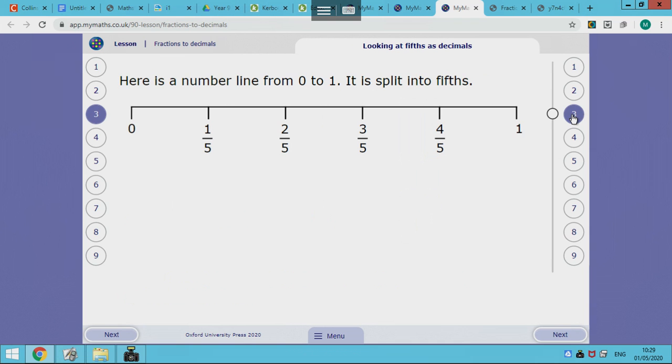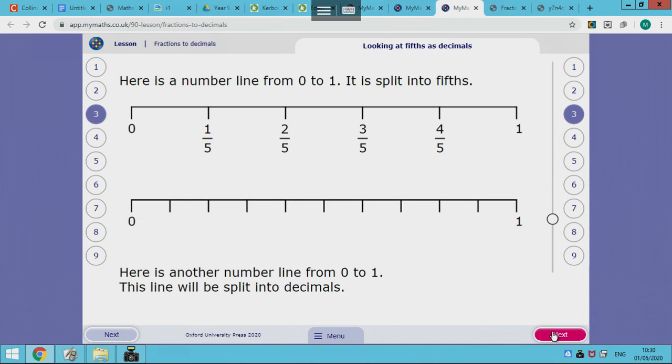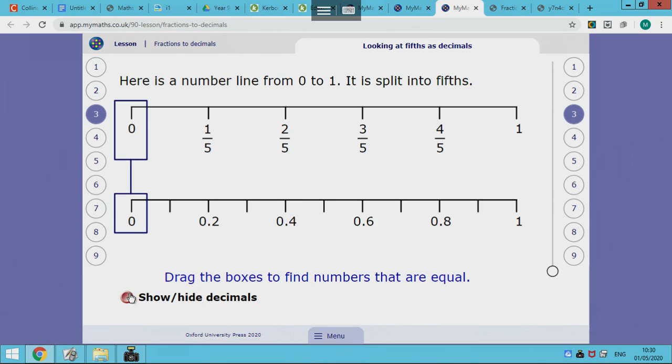Let's have a look at the next one. So here we've got something called fifths. That means from 0 to 1 was split into 5 equal pieces. Now I want you to think about if we had 0 to 10 and we split it into 5, how big each bit would be. So 0 to 10, you would have 5 equal bits of 2. And that's actually technically what you have here. You have 0.2, 0.4, 0.6 and 0.8.